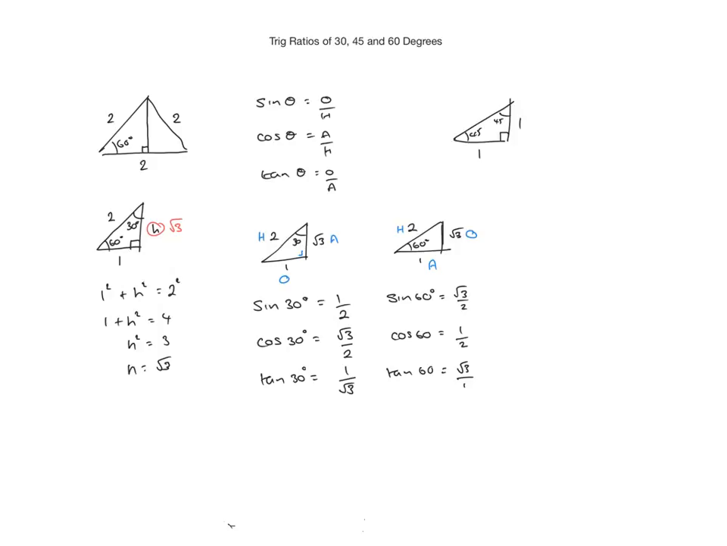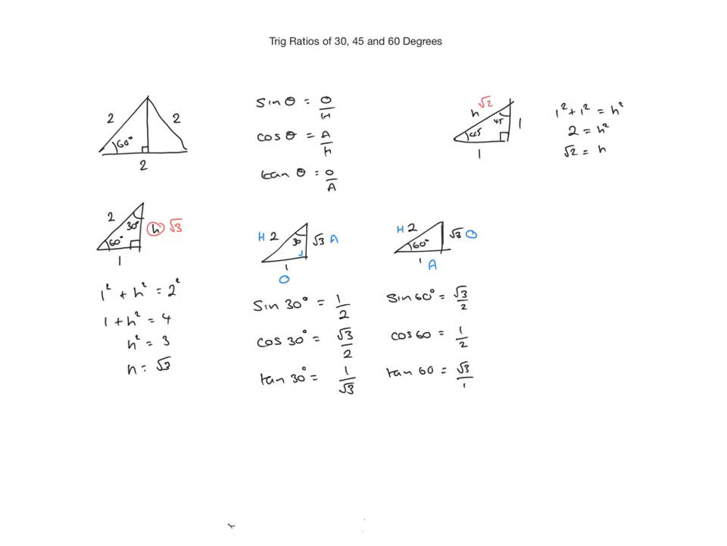Again, using Pythagoras, I should be able to work out the length of the hypotenuse in this case. And we know that 1 squared plus 1 squared is equal to, I'm just going to call it h again, h squared. That means we have 1 plus 1, which is 2, is equal to h squared. So this time h is equal to root 2. Okay, let's put that in.